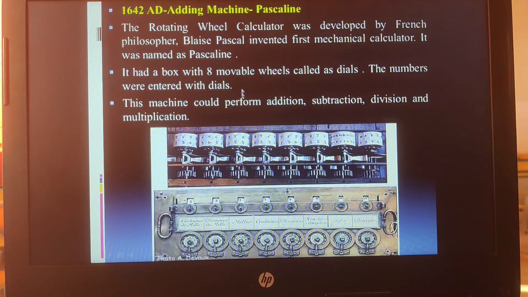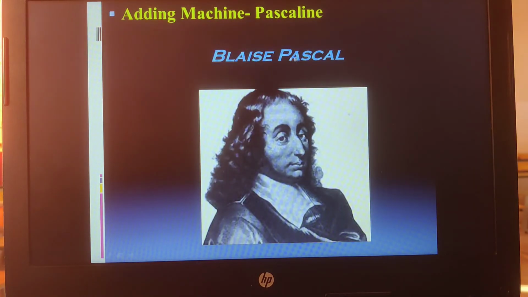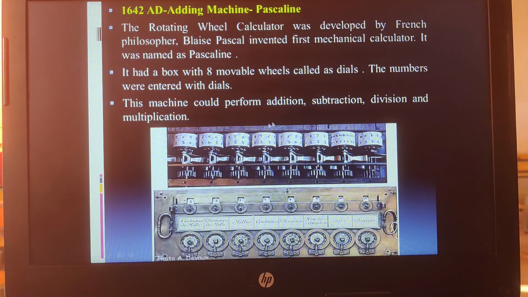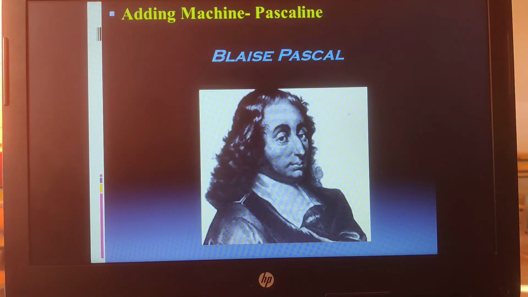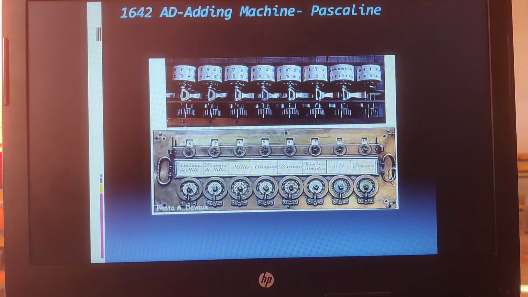So this was all about the adding machine known as the Pascaline, which came into existence in the year 1642, invented by the French philosopher Blaise Pascal. It had 8 movable wheels known as dials. Through these dials, we were able to enter the numbers, and this device was able to perform what? Addition, subtraction, division and multiplication in terms of thousands. Moving on to the next one, that is the Leibniz calculator. This is how the adding machine looks.